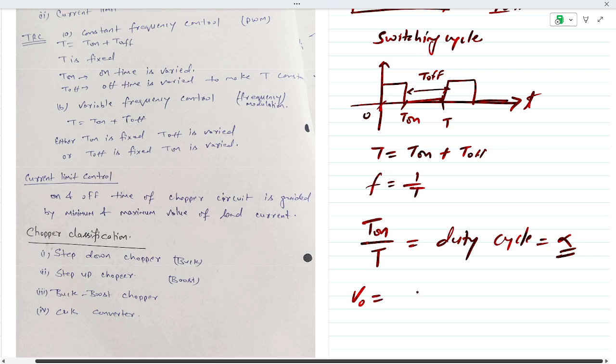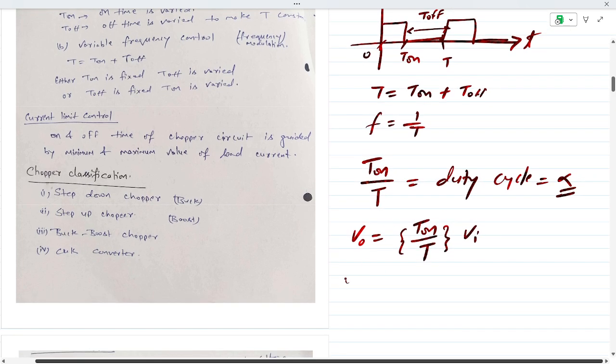The output voltage is related to the input voltage by how long the switch is on over the complete time period. The output voltage is the duty cycle times the input voltage. We can say this is the average value of output voltage, and it is alpha times Vi.